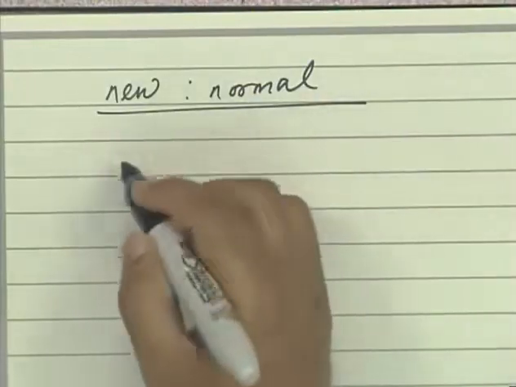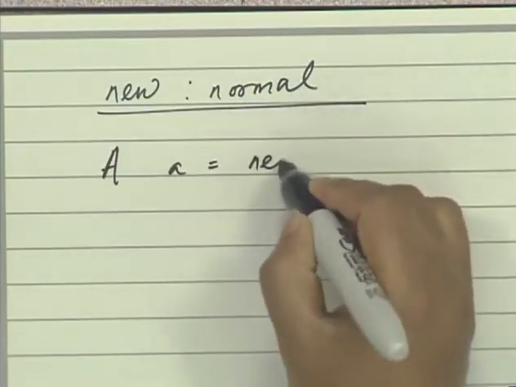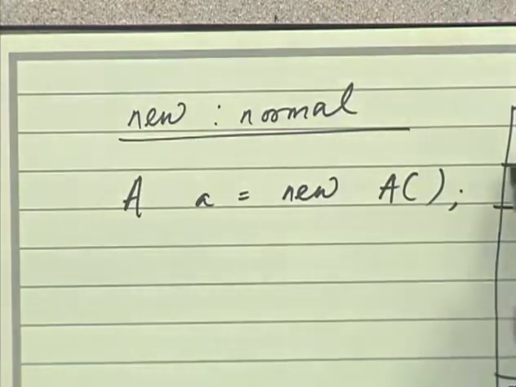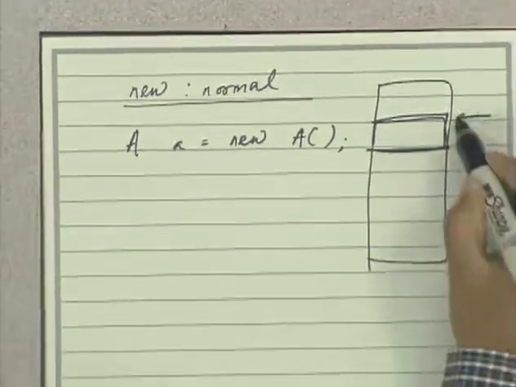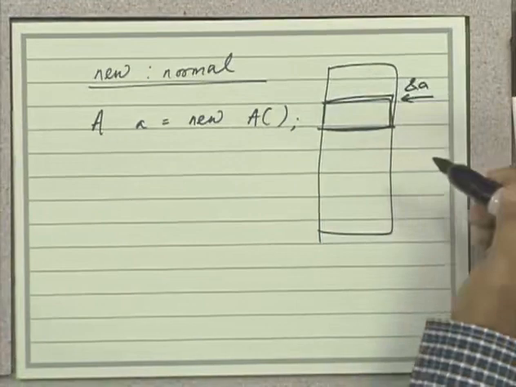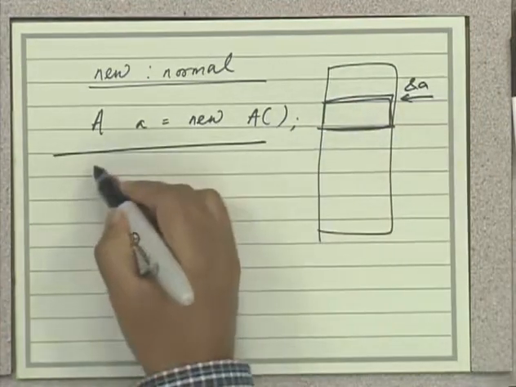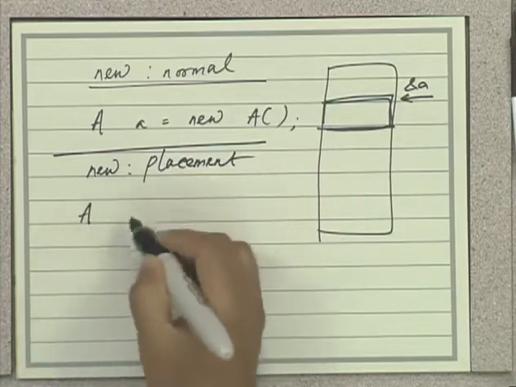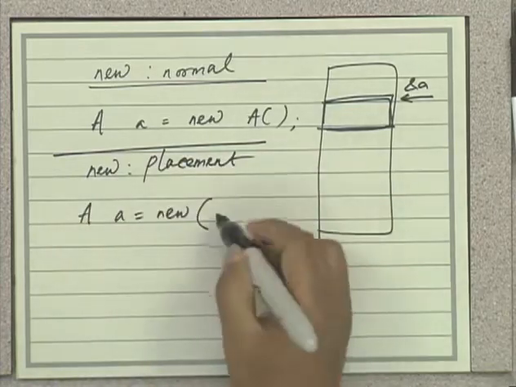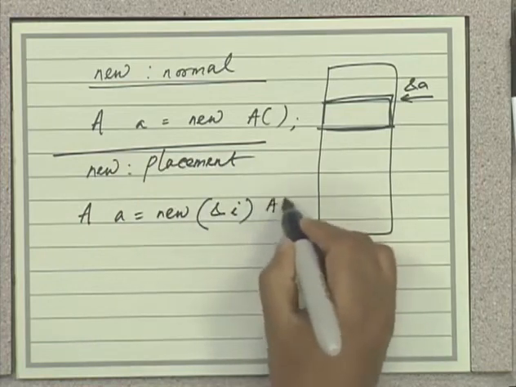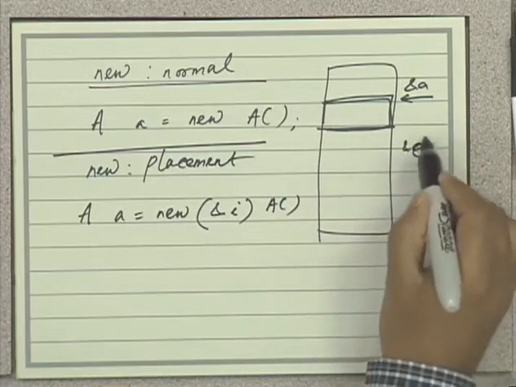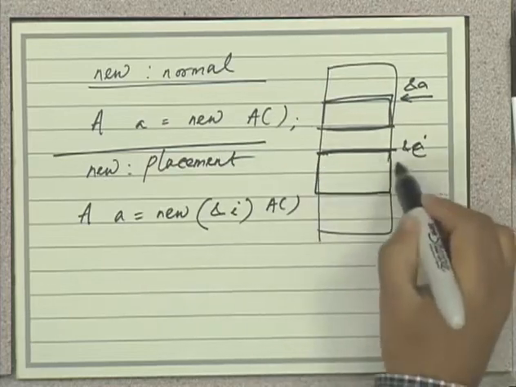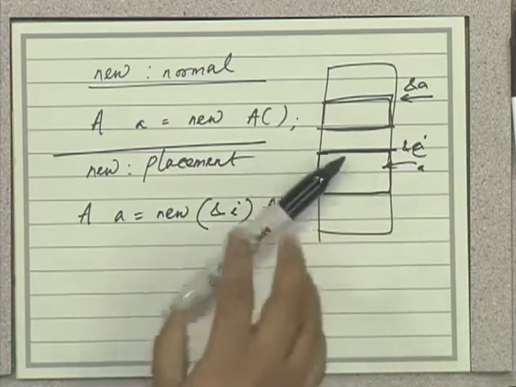So the normal new operator is like you have a class A, you create an object A of a new A, right? It will look at the heap. It will allocate some memory in the heap area and then put A there, okay? So now the other one I'm talking about is placement new. A equals new certain address, some address. Let's say I is this address. It will create the object A right here. This becomes A.